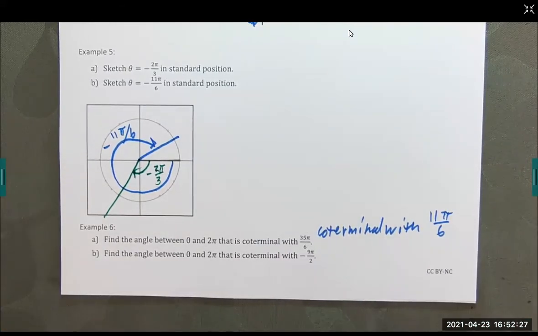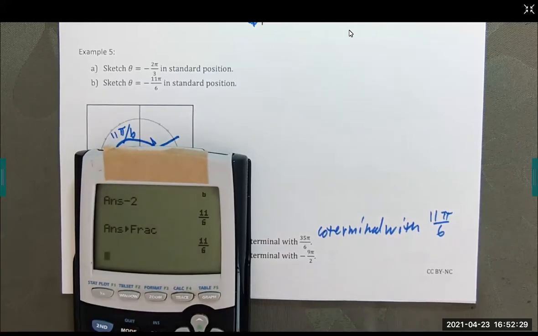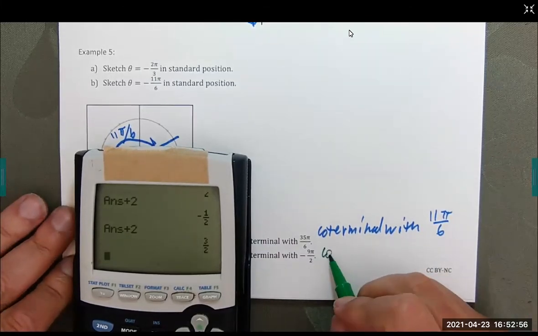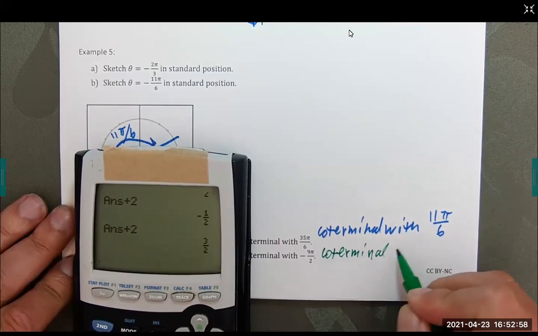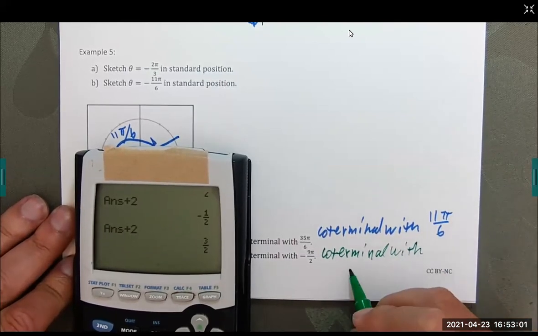Negative 9 pi over 2. Again, that's way too small. And because it's negative, negative 9 divided by 2, I'm going to add a 2 now. Convert to a fraction. Still negative, so I'm going to add another 2. Still negative, I'm going to add another 2. It's like I'm adding 2 pi. And 3 pi over 2 is it. Coterminal with 3 pi over 2.